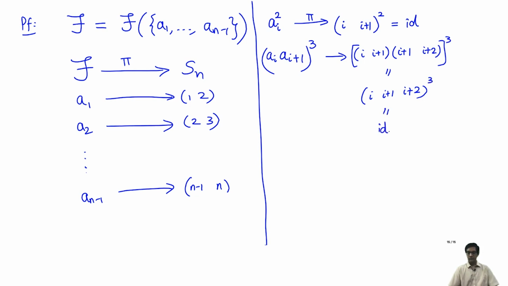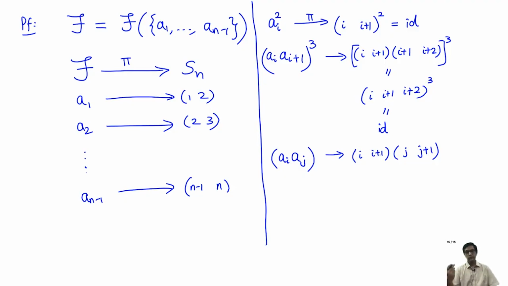So thus far it's like the computation for S3, and now comes the new ingredient. If I take Ai and Aj, two generators which are far apart, meaning not just one step apart but at least 2 steps apart, then their product maps to (i i+1)(j j+1), but these are now 2 disjoint transpositions. They have no elements in common because j is not i plus 1, it's greater than or equal to i plus 2.